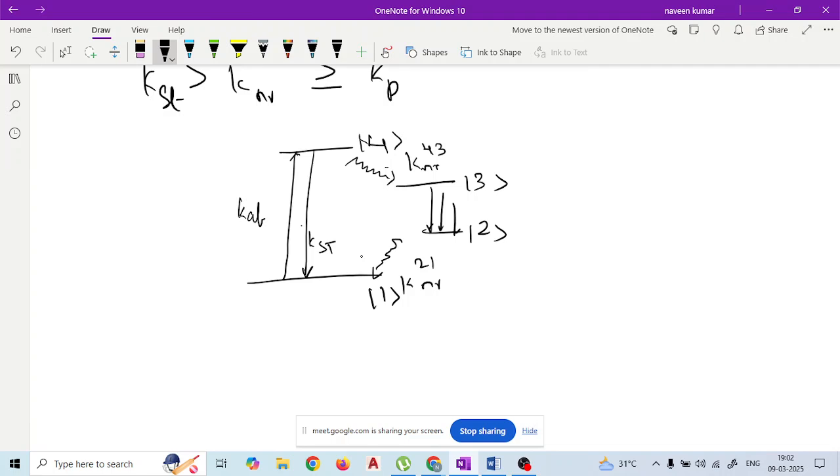So yeah, if you have any doubts with this part, you can unmute the mic and let us ask them if you have.